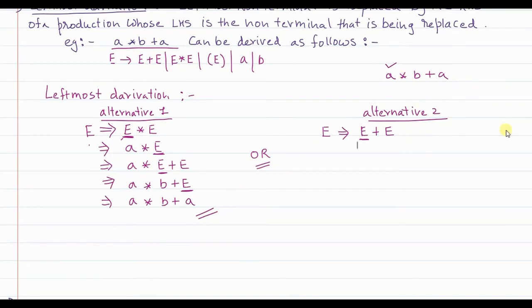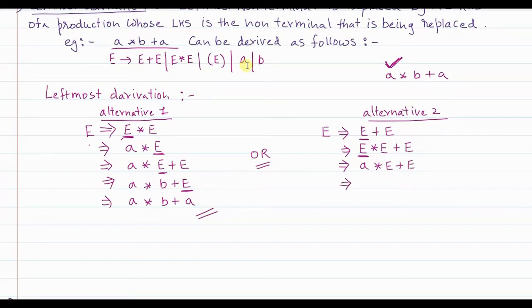So this can be further written as, this E which is there, I will now expand it with E into E. Okay, so this will look like E into E plus E. Then, which is the next leftmost element to be replaced? This E is still there, non-terminal is still there. So this is the next leftmost element. Now what do I want first? I want A first. So I will replace E with A. So I get A here. So this will look like A into E plus E.